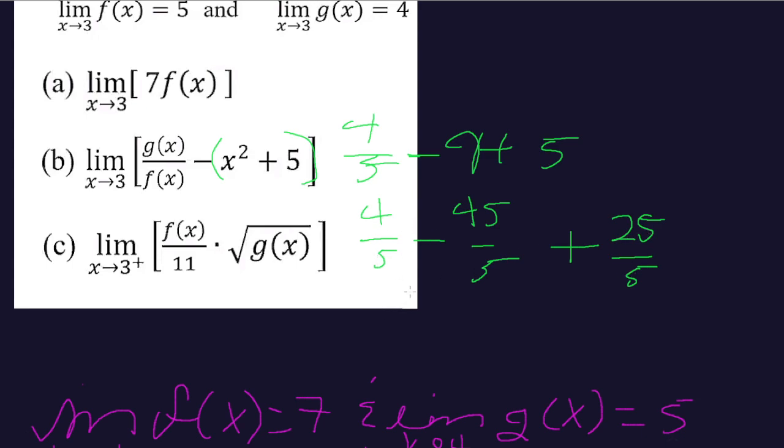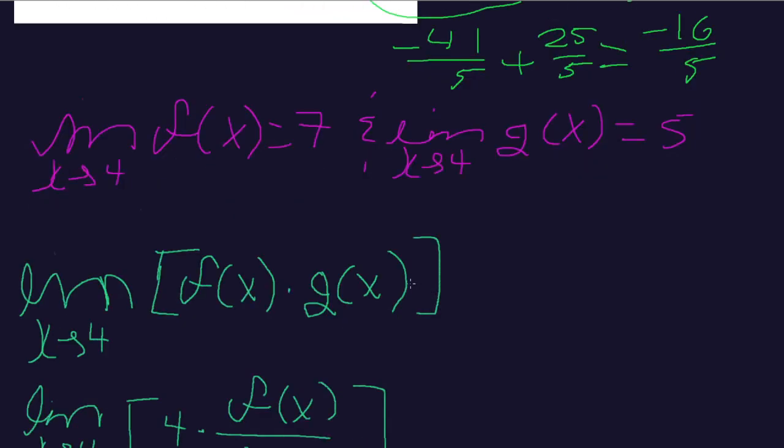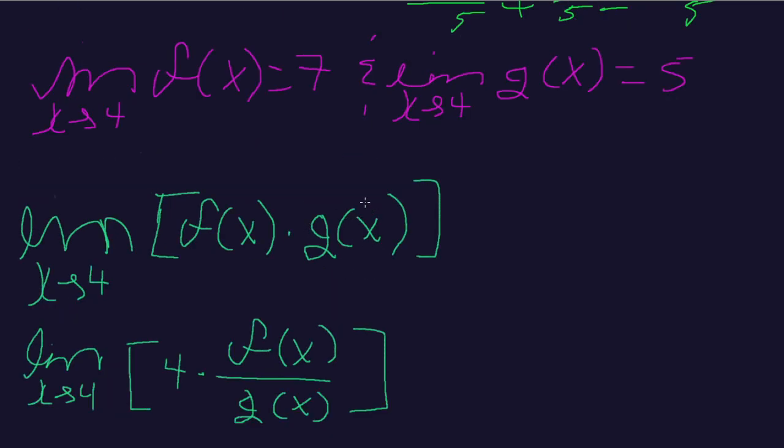This will give us negative 41 over 5 plus 25 over 5, which would equal negative 16 over 5. Here I have more practice problems, so if you want to try, give it a pause and I'll be checking them. Here I accidentally repeated the previous one.